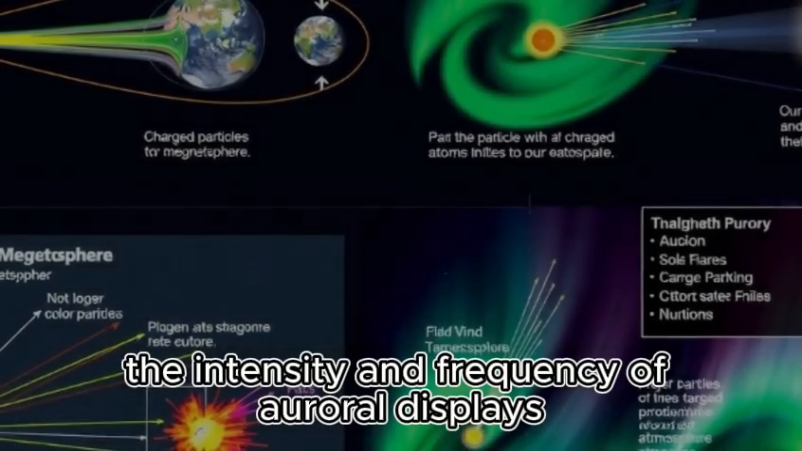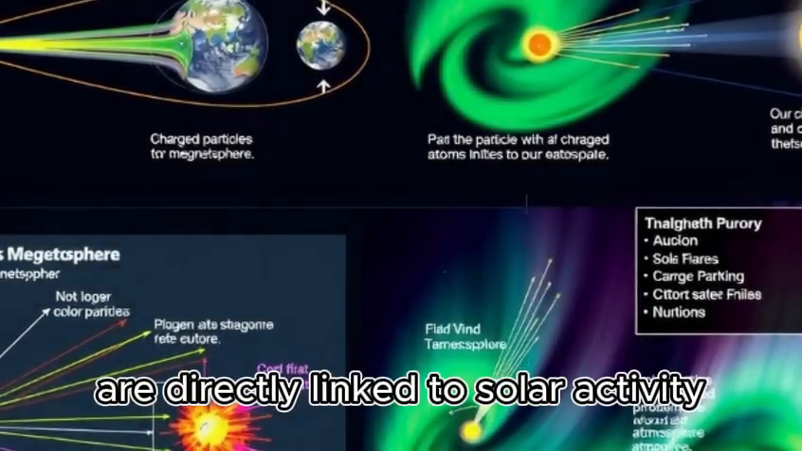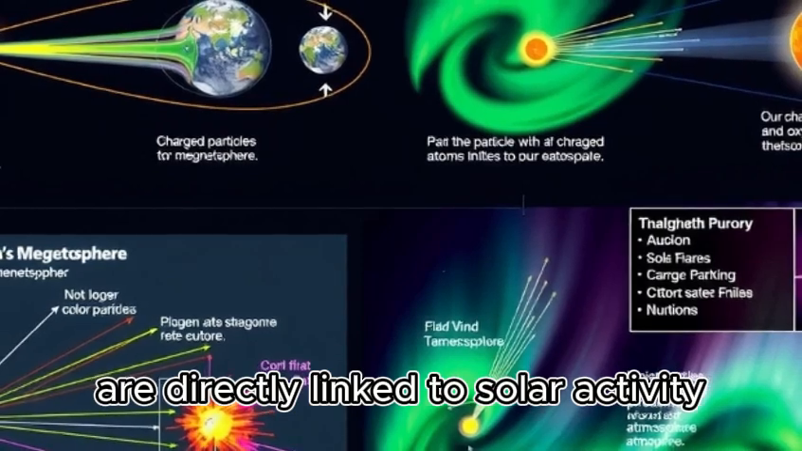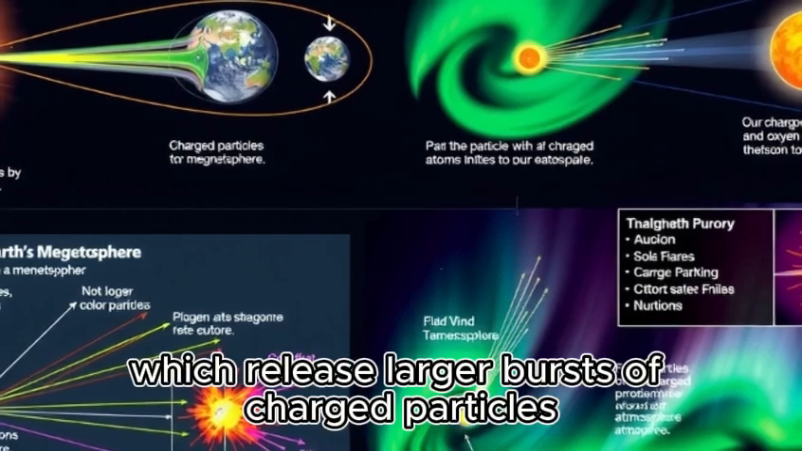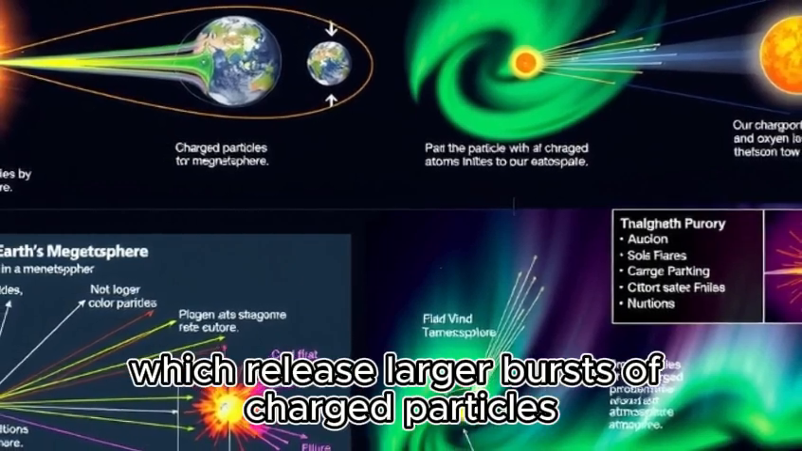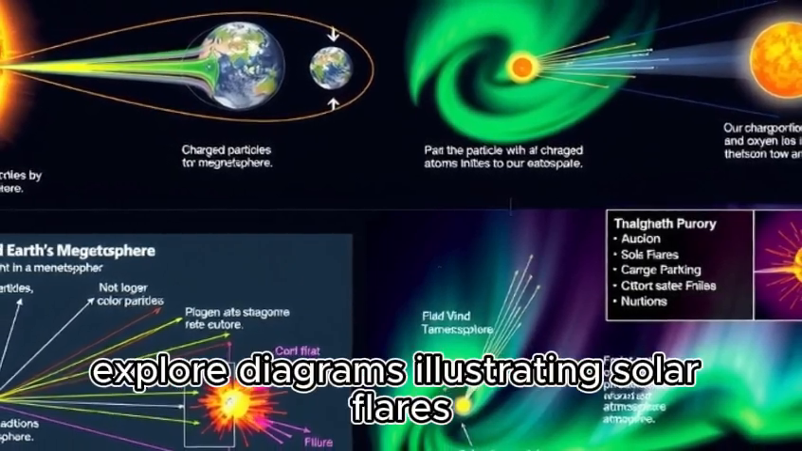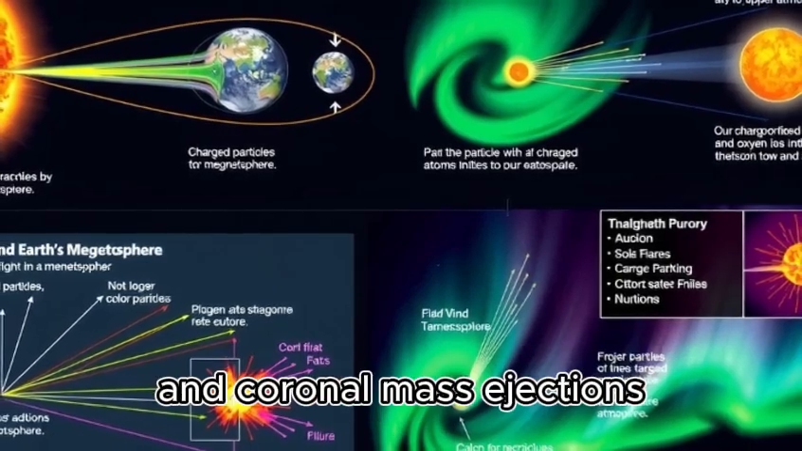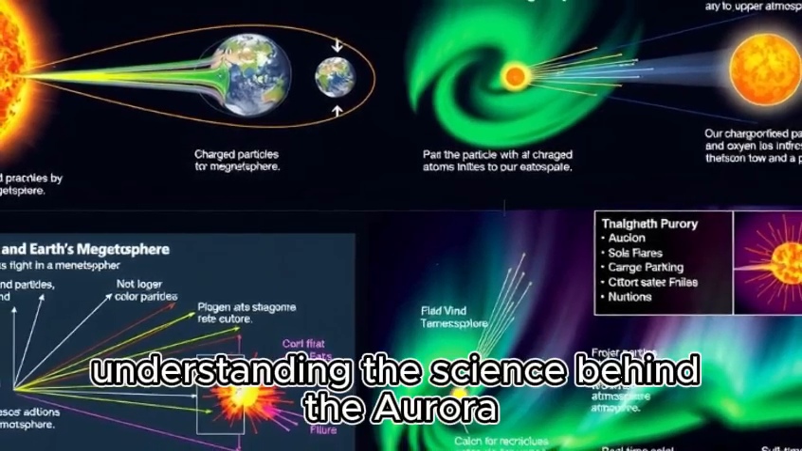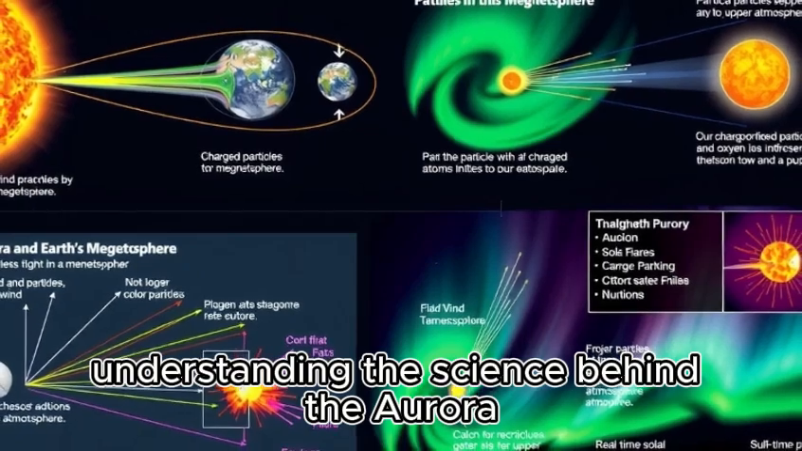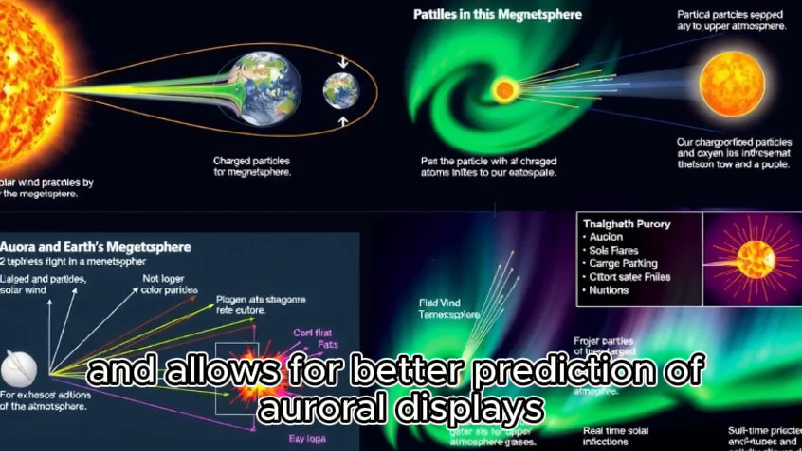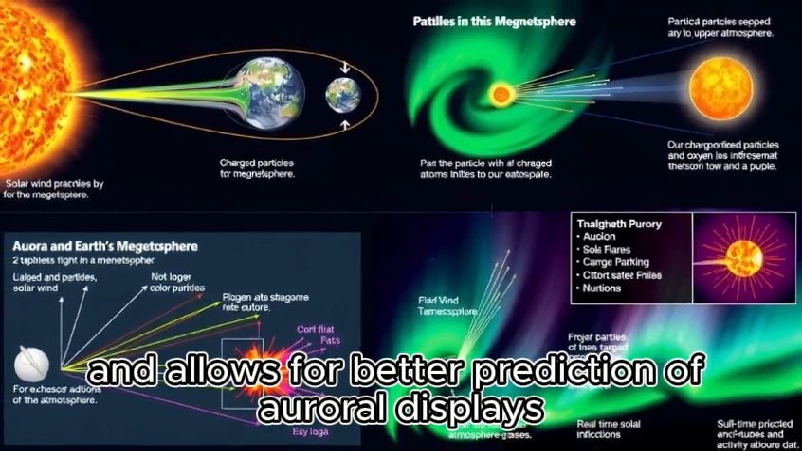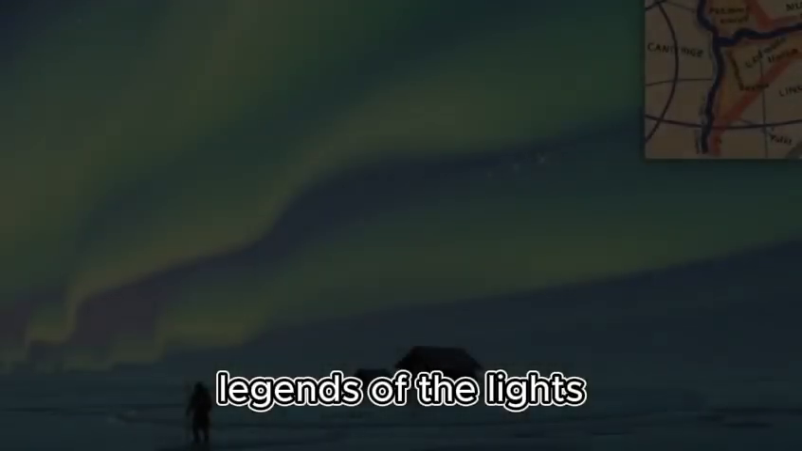The intensity and frequency of auroral displays are directly linked to solar activity, such as solar flares and coronal mass ejections, which release larger bursts of charged particles. Explore diagrams illustrating solar flares and coronal mass ejections. Understanding the science behind the aurora enhances the appreciation for this natural wonder and allows for better prediction of auroral displays.